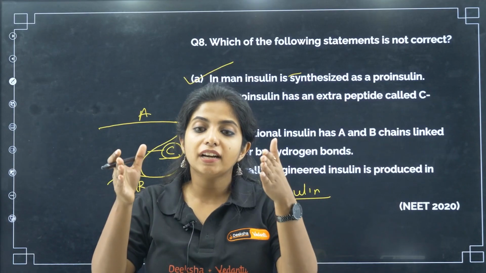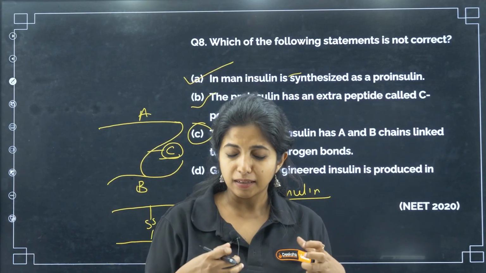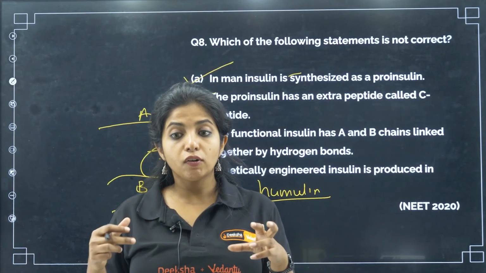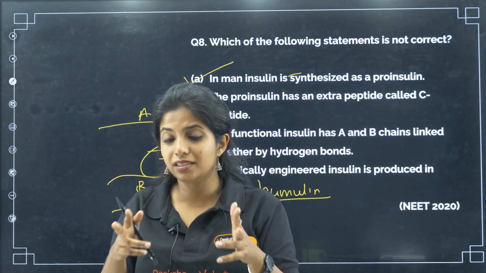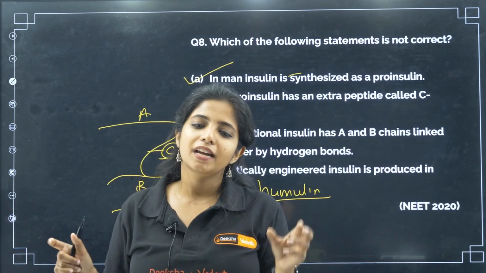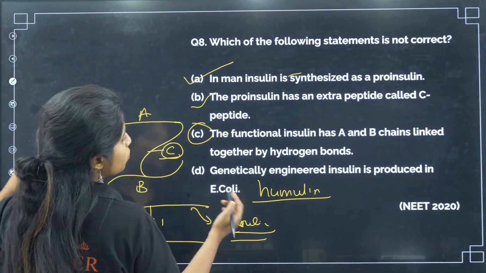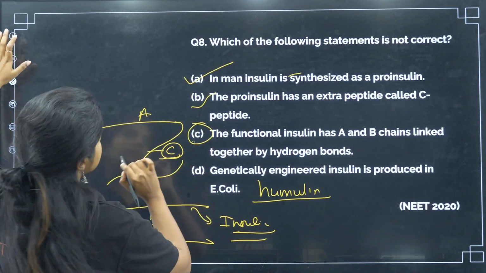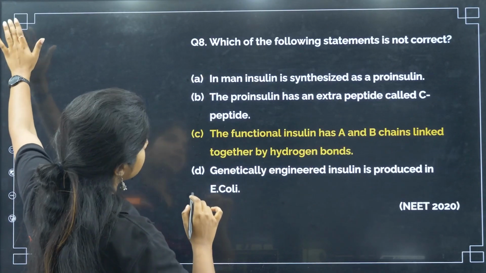Why didn't you put the exact gene into it? Because if we put the exact whole gene, just as it is in human beings, it will also produce C peptide. In our body there is an option to cut this C peptide, but do they have it? No. So that is why it was introduced separately. Okay, and the thing that was produced was known as Humulin. So your answer for this question is C. You are asked what is not correct. This is not correct because it is not hydrogen bonds, but it is disulfide bonds.